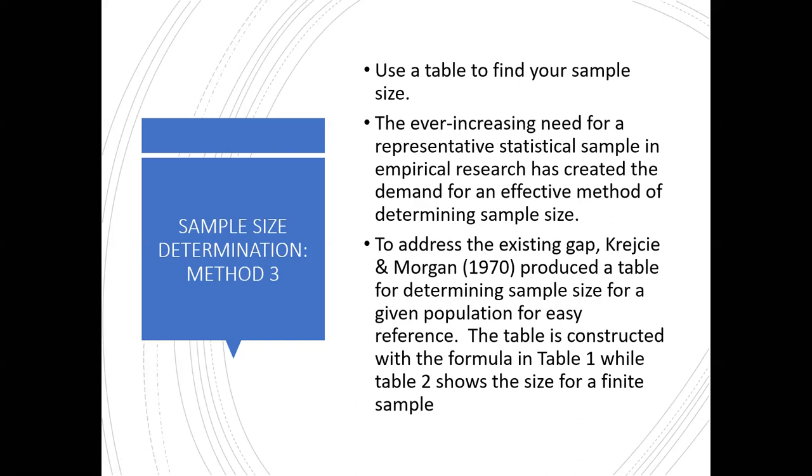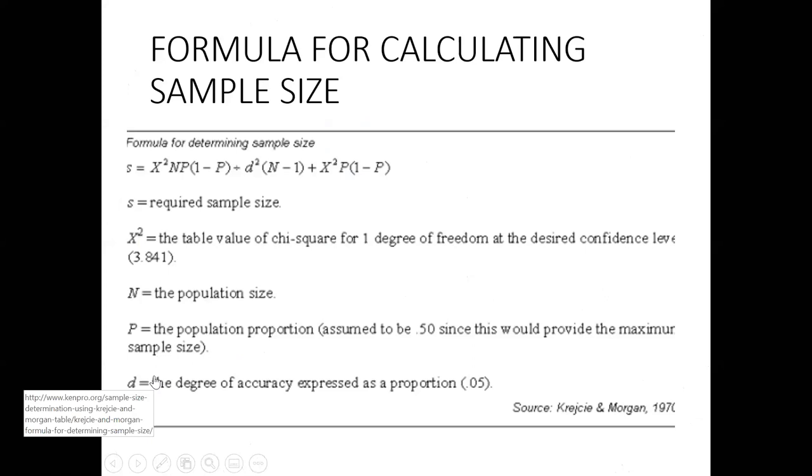Another method is to use a table. And most people are using this. I think some of the current PhD students are trying to use this method. It's about the most straightforward one that you can quickly use. It is called the Krejcie and Morgan table. So you use a formula to produce the table, giving a likely sample size you can choose depending on the population. And this is the formula the author used. But I think I want to show you the table.